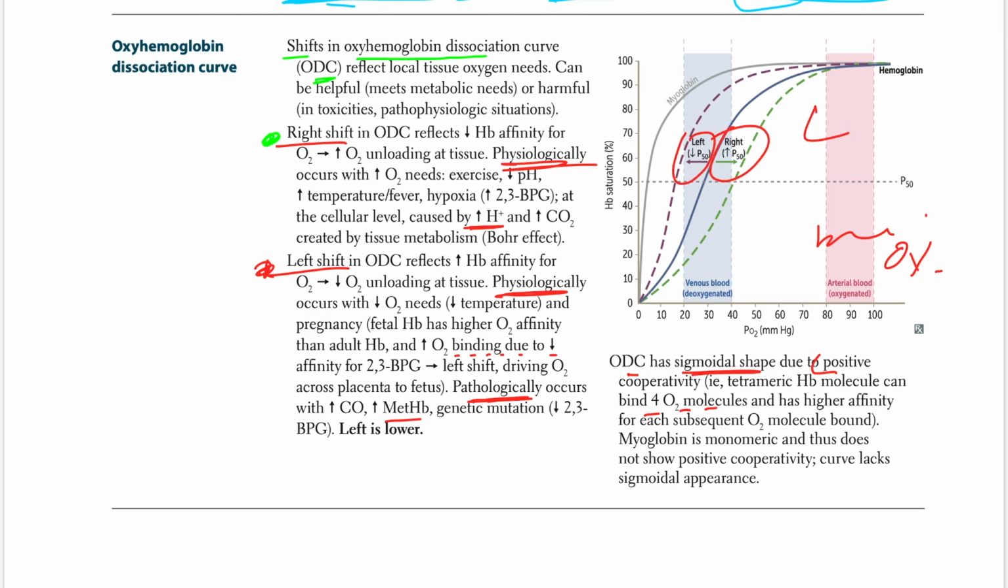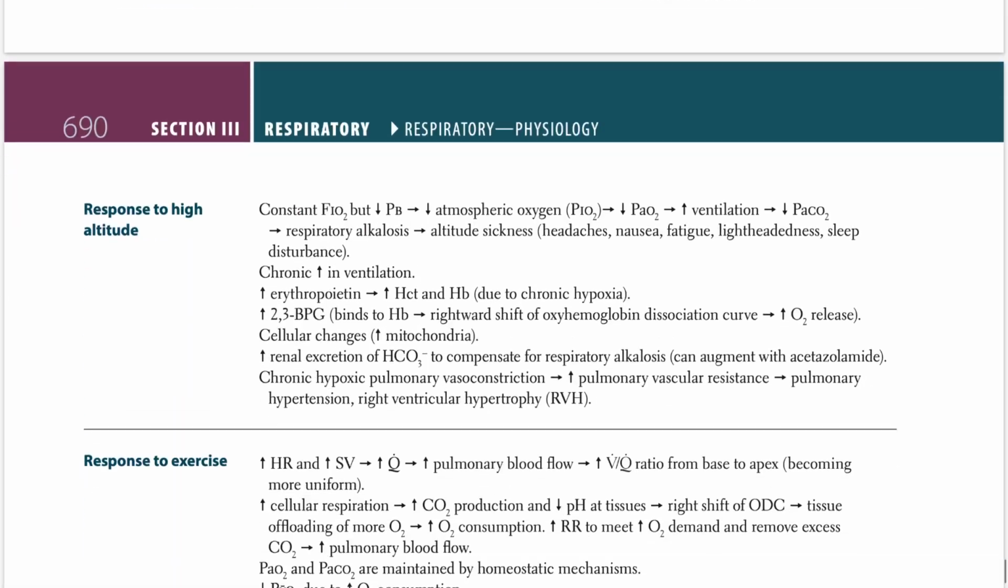So left, easy mnemonic: left is lower, so everything that is lowered in physiology will be a left shift. Anything that is higher in physiology will be a right shift. Other than that, the extra things for left shift are pregnancy and some diseases. What are the diseases? CO poisoning, methemoglobin, and also some genetic mutation in the BPG. And that's all for the oxygen hemoglobin dissociation curve.